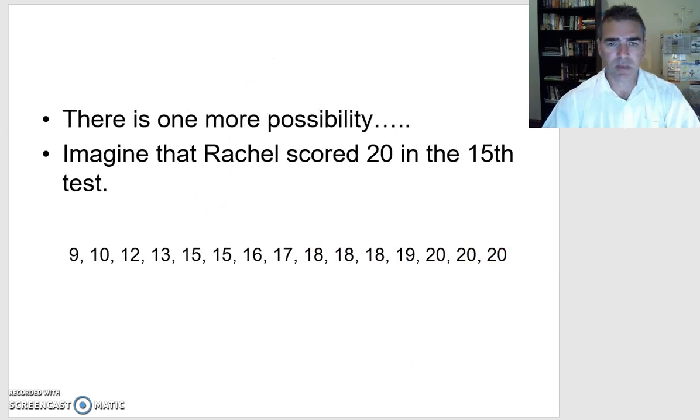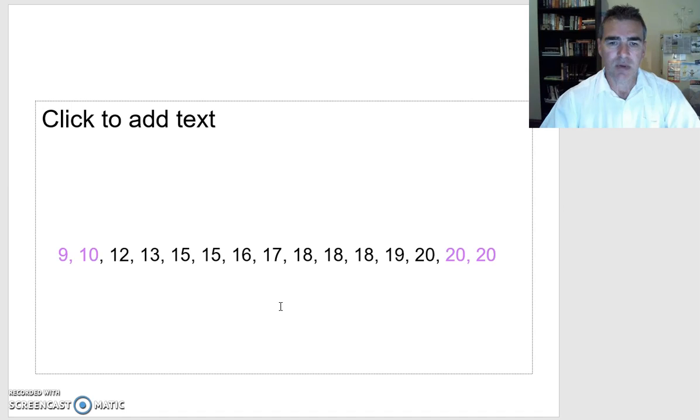So let's have a look at another possibility. Rachel does another test and she scores 20 this time. So we now have 15 scores for Rachel placed in order. We'll follow the process again. We're going to find the median, which will be the middle score, by crossing one off each end. And when we do that, we find that our median is 17.